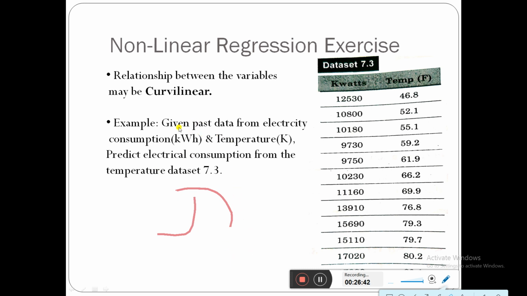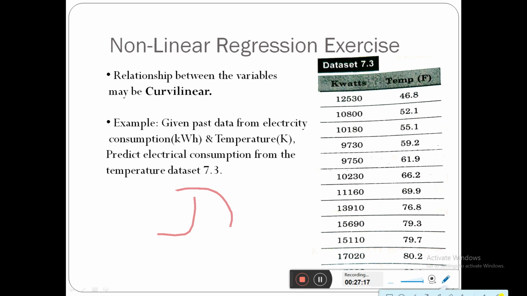We'll start with the problem directly. Given past data on electricity consumption and temperature, predict the electricity consumption from the temperature. They are going to give the temperature and the kilowatts. Kilowatts, that is the electricity, and the temperature are correlated to each other. We have to predict the energy consumption based on this temperature.